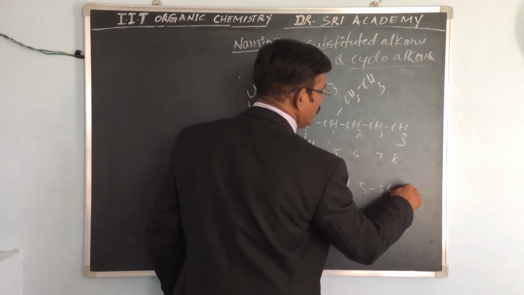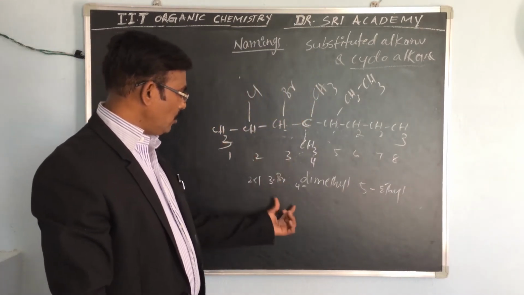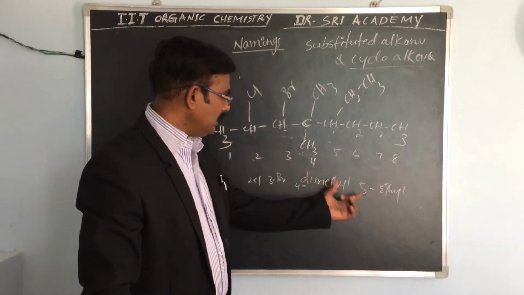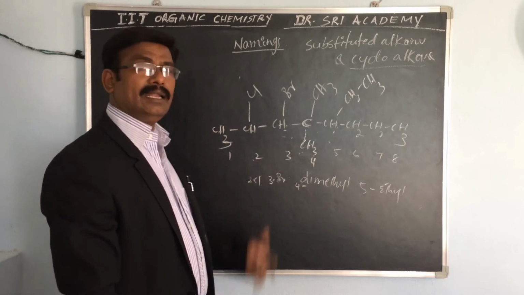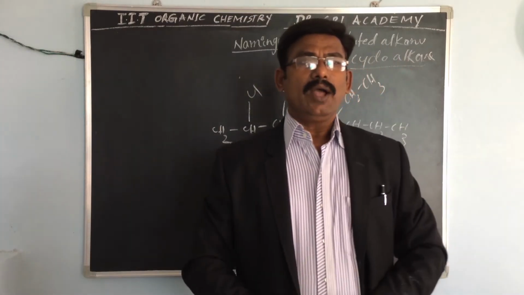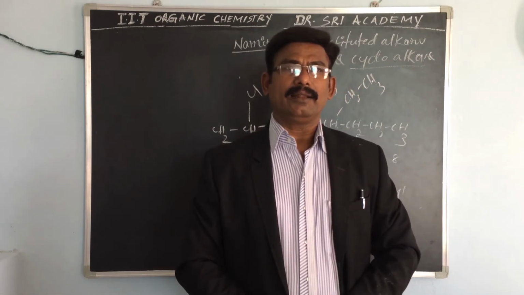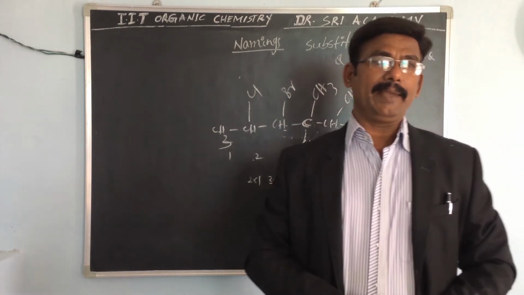You have to write first like that: the 2-chloro, 3-bromo, then 4-dimethyl and 5-ethyl. So these are present on the longest chain, oct. So how can you give the name? According to alphabetical order, D will come first, A, B, C, D.